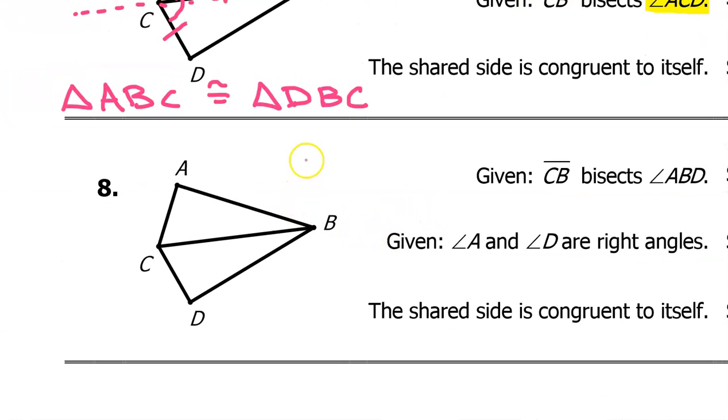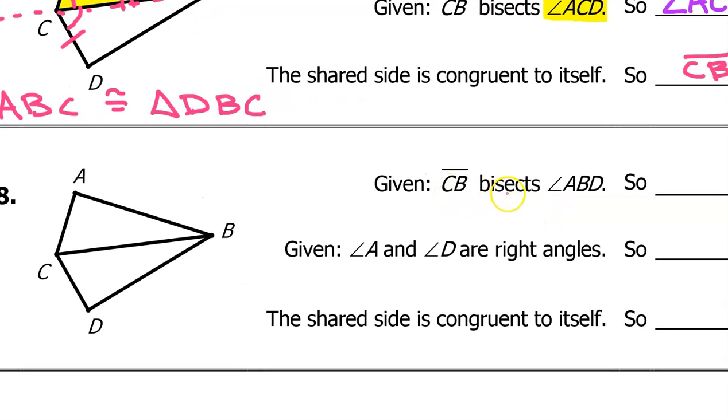Okay, last problem. We are given that CB bisects angle ABD. So be careful. Start with angle ABD. It matters which side you're looking at. So ABD goes from A to B to D. That is the angle that is being bisected. Bisect means cut in half. So if we cut this angle in half, that means this piece is congruent to this piece.